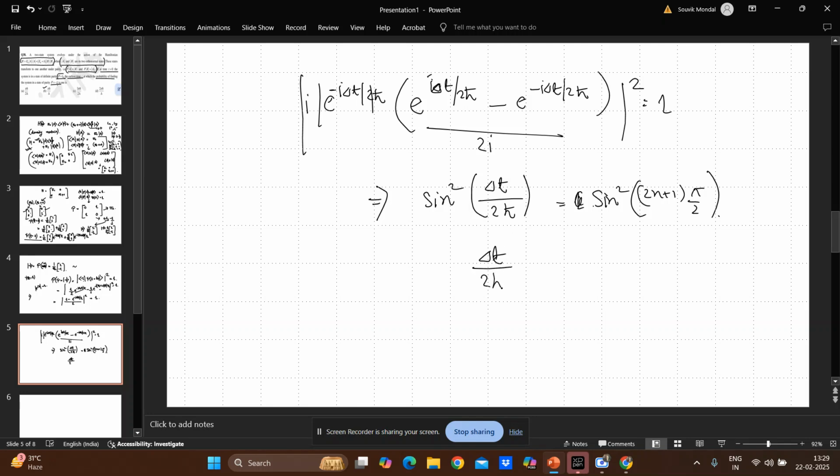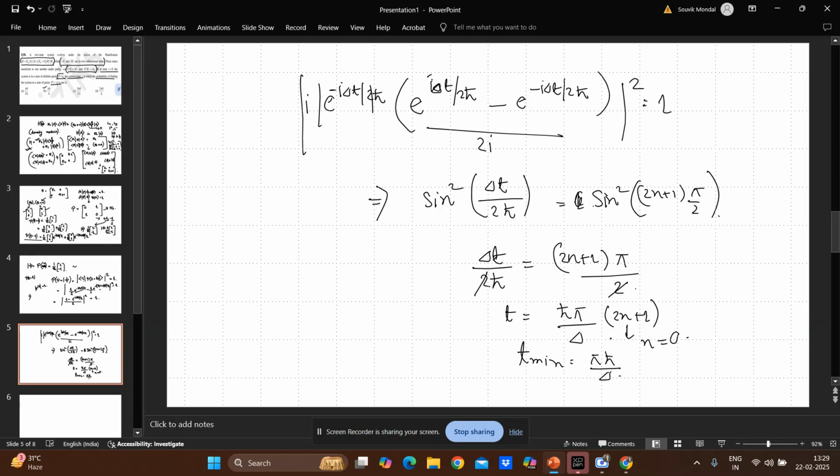So delta t by 2 h cross is equal to (2n plus 1) pi by 2. Cancel this 2, then t is equal to h cross pi by delta times (2n plus 1). Now you have to tell us the minimum value, so select n equal to 0, because at n equal to 0 t will be t minimum. So t minimum is equal to pi h cross by delta.